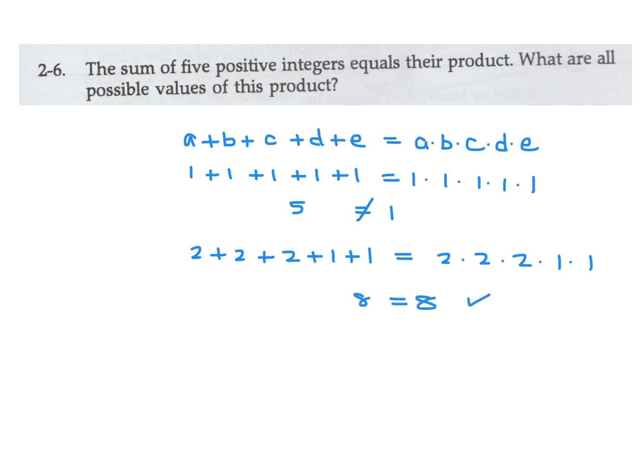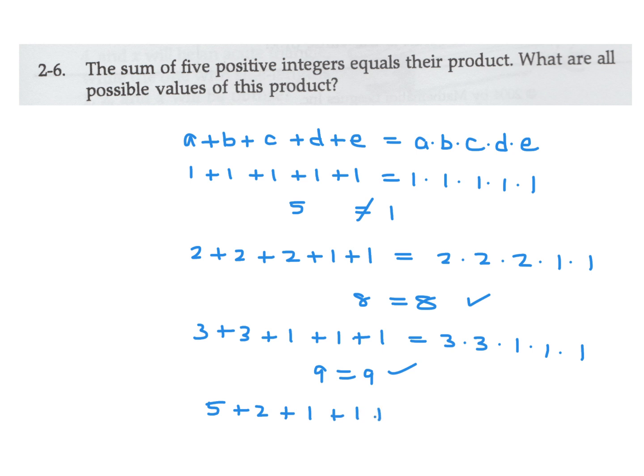And I'll just give you the other ones. 3, 3, and then 1, 1, 1. That works. 3 times 3 times 1 times 1 times 1. That is 9 is equal to 9. And then the other one that works is a 5 and a 2 combination with 1s. So that'd be 5 times 2 times 1 times 1 times 1. And that is 10 is equal to 10. So the possible values of the product are 8, 9, and 10.